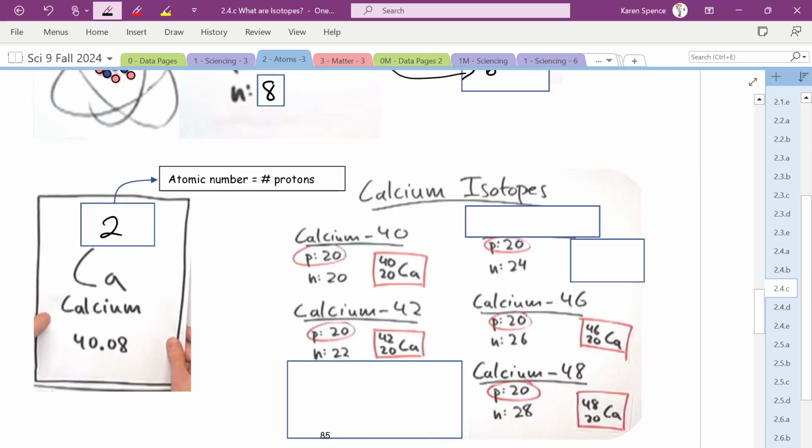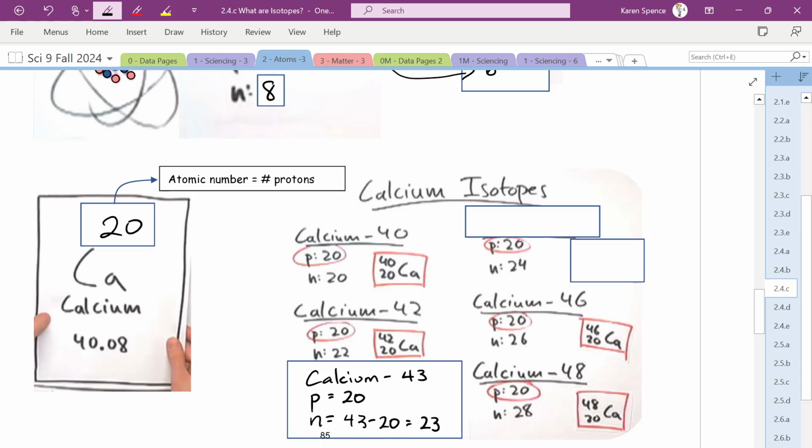Okay, so we have 20. That's the atomic number. That's our number of protons. If we have calcium 43, our protons are 20 because it's always 20 for calcium. How would you figure out the number of neutrons? 43 minus 20 is 23.